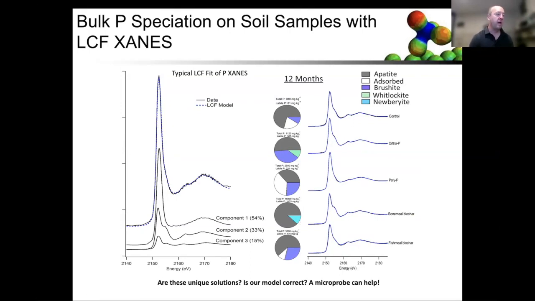We can do linear combination fits. We can get a good fit and a good summary of what's going on in the system. But again, is it right? Is this really the unique solution? And so what happens if we actually cruise around in a microprobe and look at some of these samples? I'll point you to the fact that the vast majority of the phosphorus in this poly sample is adsorbed, and in the biochar sample, the vast majority is calcium phosphate.